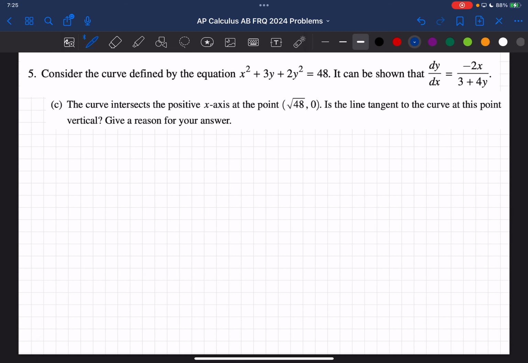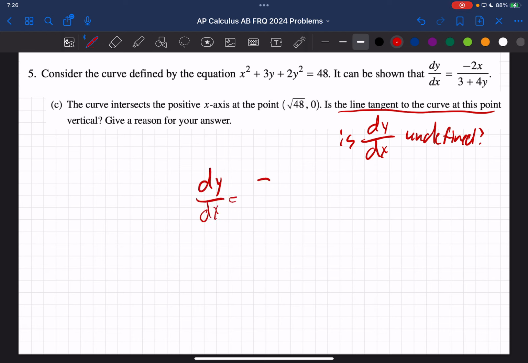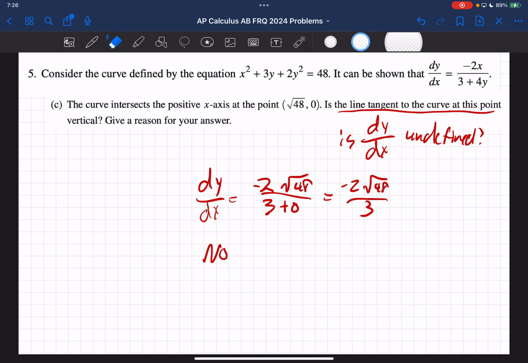So letter C, the curve intersects the positive x-axis at the point square root of 48, 0. Is the line tangent to the curve at this point vertical? So this is asking, is dy over dx undefined? That is the question. So we plug in square root of 48 for x, and then 3 plus 0. So we get negative 2 square root of 48 over 3. And so, no, it is not.